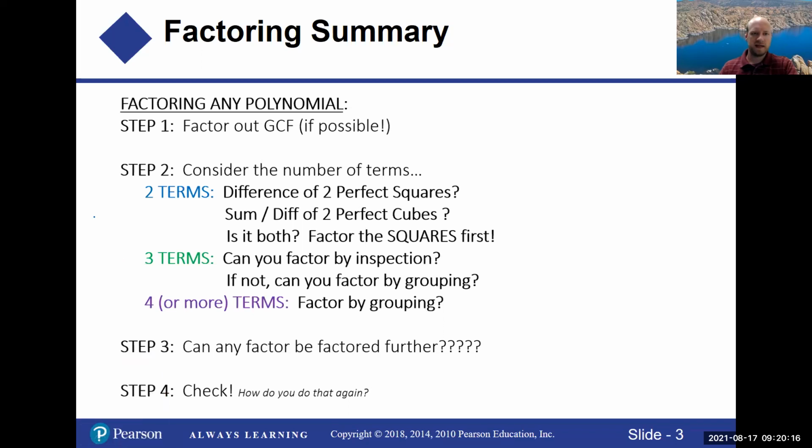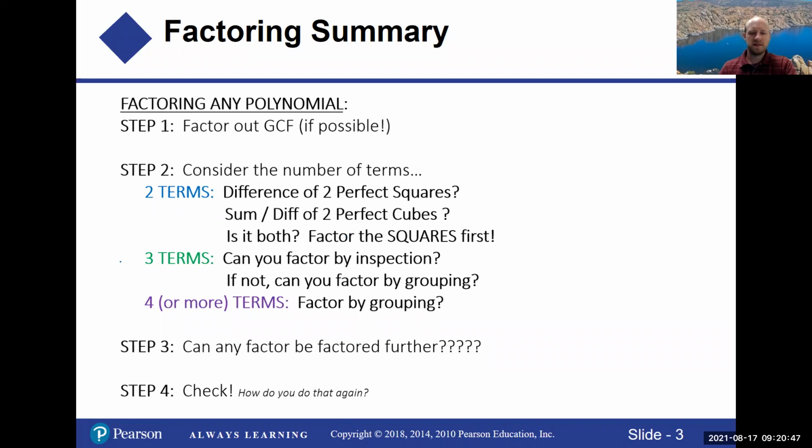The first one I kind of made. This is for just some steps for factoring any polynomial. So first step, factor out the greatest common factor. That's always going to be the case if possible. The second step is looking at how many terms the polynomial has. So if it has two terms, are they two perfect squares? Are they two perfect cubes? Maybe it's both, right? We're usually going to do the squares first in that case.